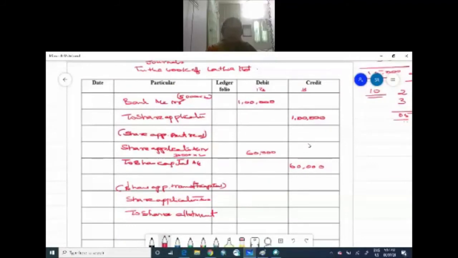How much is going to be adjusted in allotment? Share application account debit to share allotment account. How much is going to be transferred to share allotment? You already did the calculation there, isn't it? How much is going to be adjusted here? 15,000. So 15,000 into 2. So that comes to how much? 30,000.